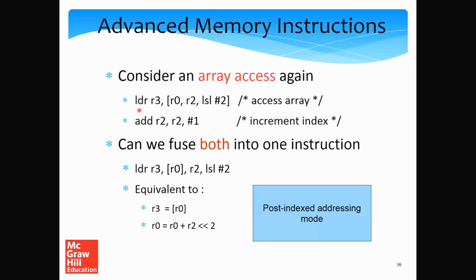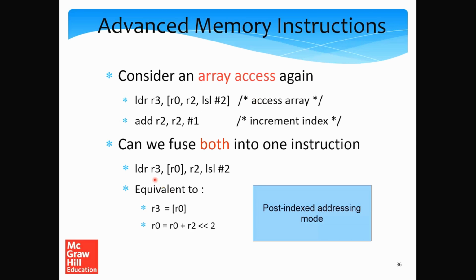So this is a very common pattern. Whenever we access an array, we'll most likely access it within a loop. And so the typical pattern would be that we access an array element and then increment or decrement the array index. So we should have a way of fusing both into one instruction, which in this case would imply that we have to tell the processor to increment R2 after doing this. So let us have a method of doing it.